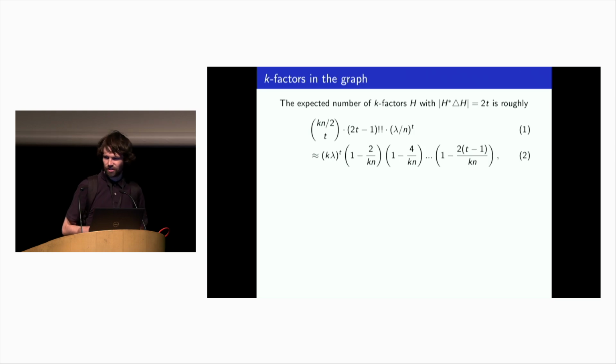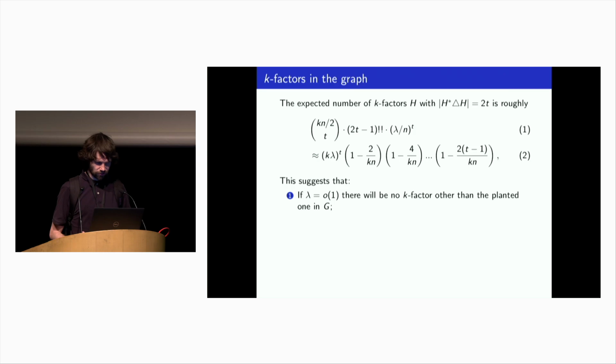This isn't exactly right because there are ways to reconnect things which would result in us getting back edges we started with, or that come out to the same thing. But this is at least an upper bound of the expected number of possibilities, and it's reasonably tight for small T. So that tells us several things. First of all, if lambda equals little o of 1, then this whole thing is asymptotically 0, so with high probability there aren't any K-factors other than the planted one. So obviously we can find it perfectly.